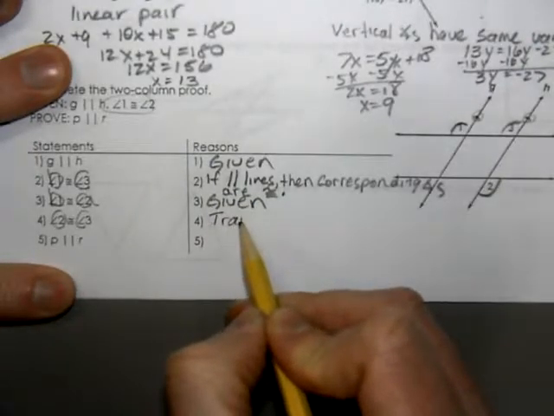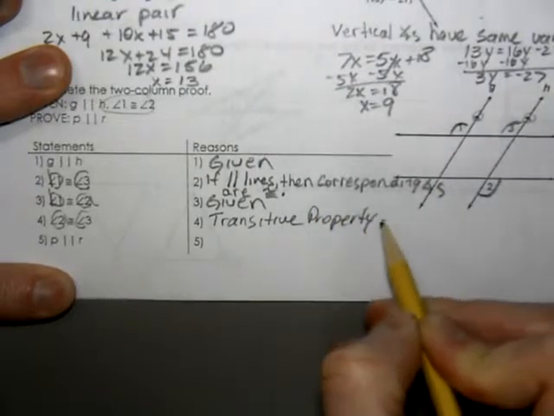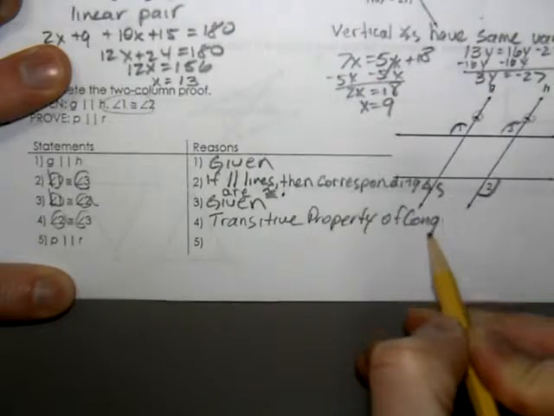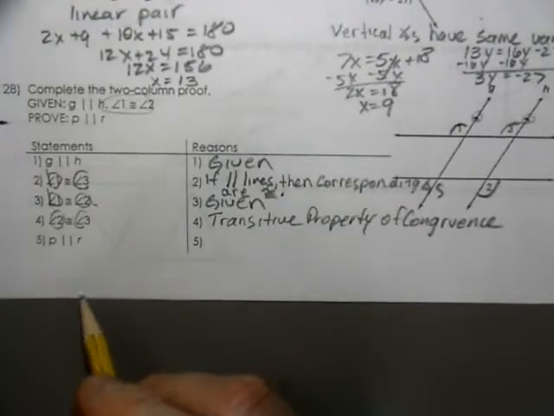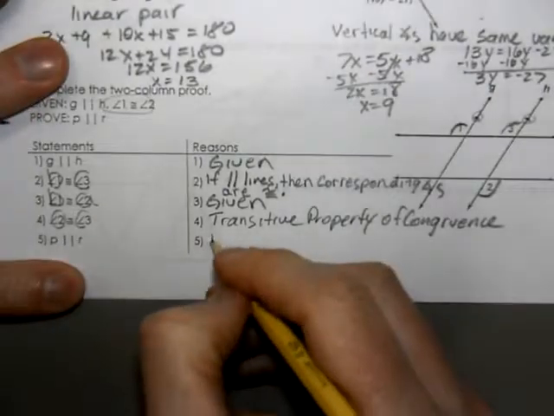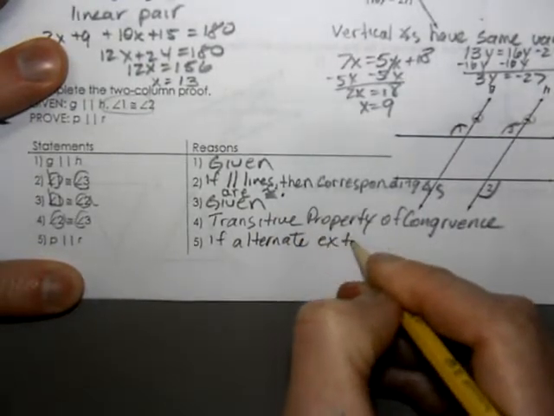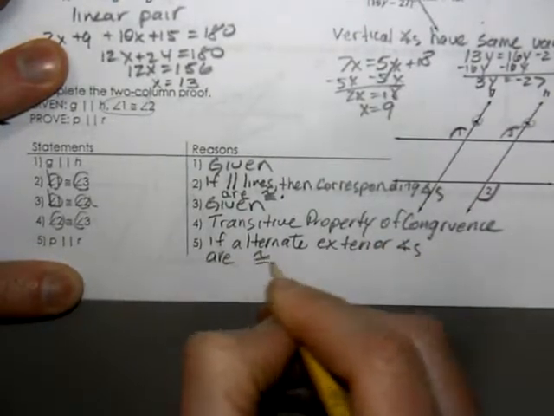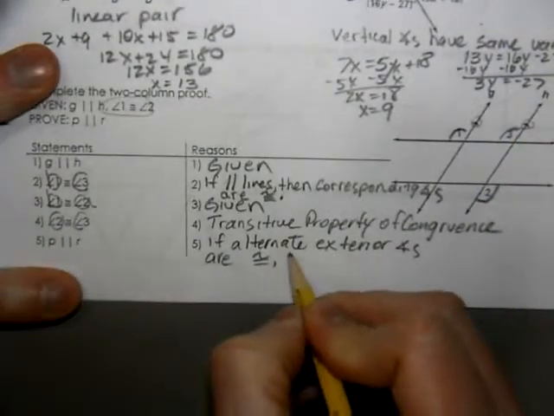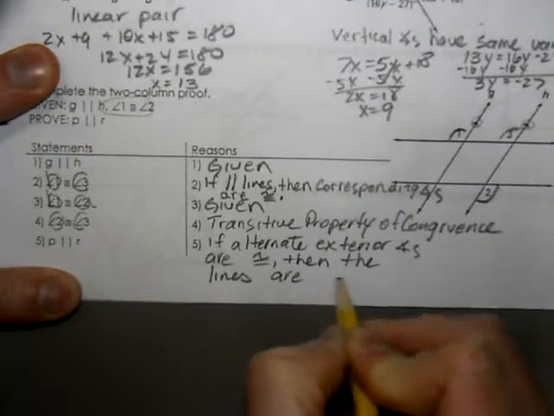if A is congruent to B and B is congruent to C, then A is congruent to C. That's called the transitive property of congruence. P is parallel to R. How do we know that? If alternate exterior angles are congruent, and that's what we had prior to it. We talked about how 2 and 3 were alternate exterior. Then the lines are parallel.